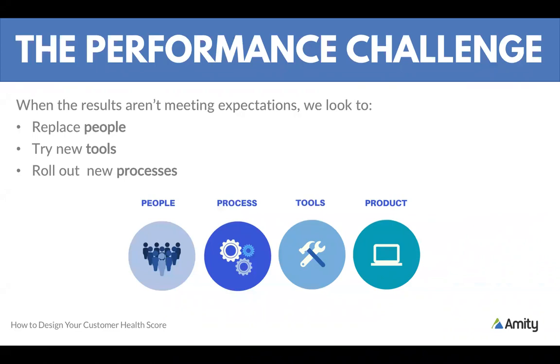So therefore, it's got to be a product problem. So let's change our UI. Let's change the way the product works. Let's add all of these new features. And a year later, same thing. So just changing your people, changing your tools, changing your product, changing your processes isn't guaranteed, isn't a predictable way of improving your customer success process.